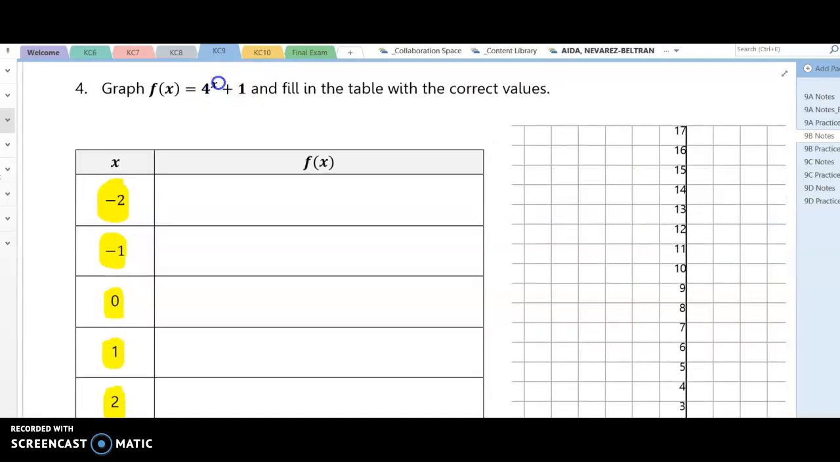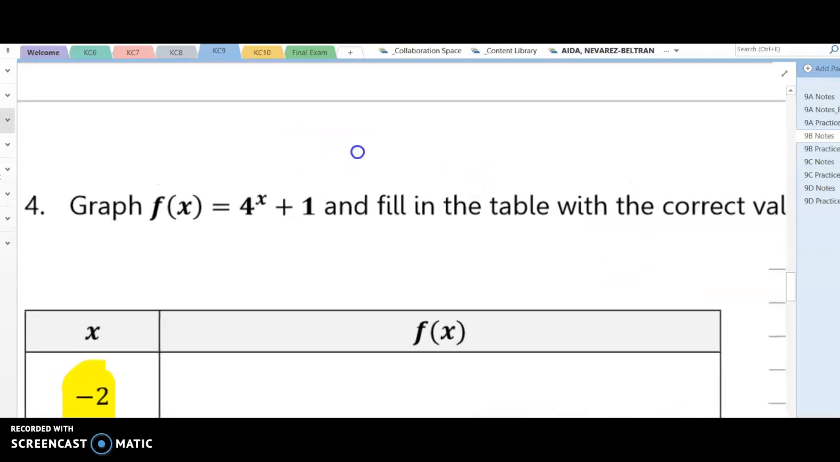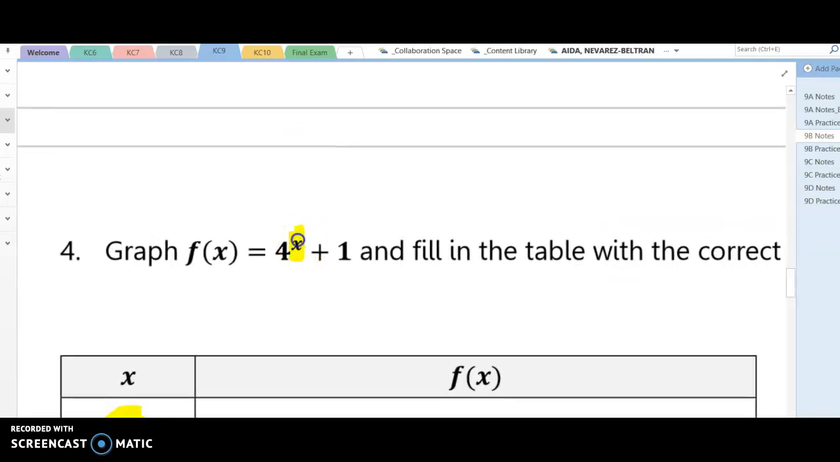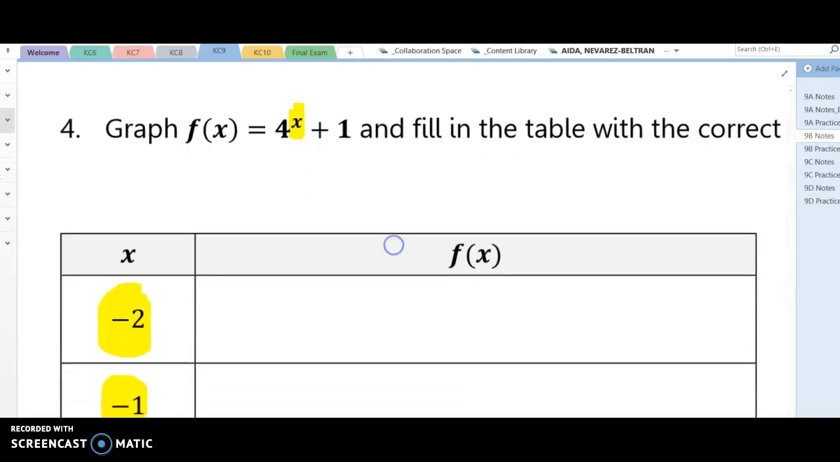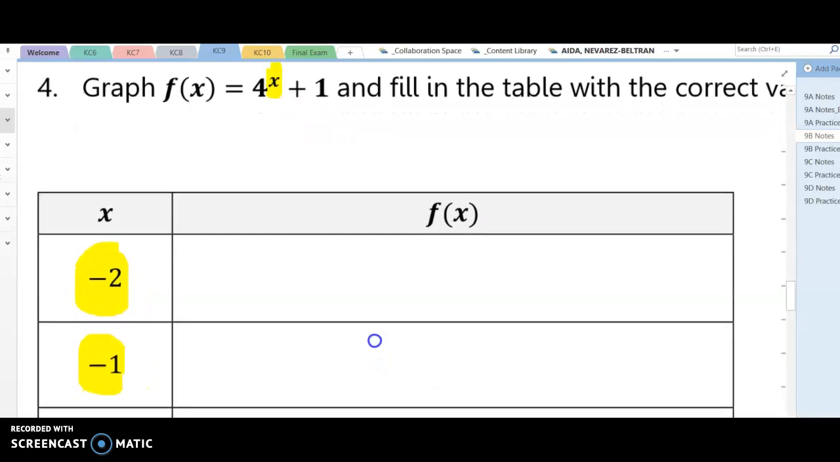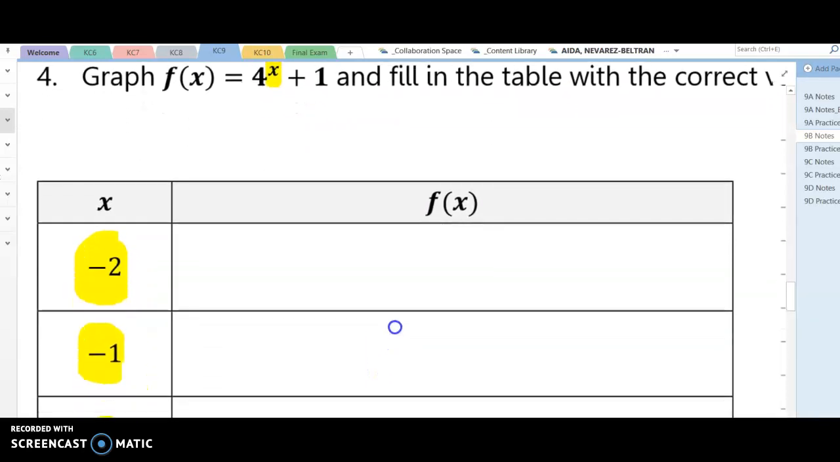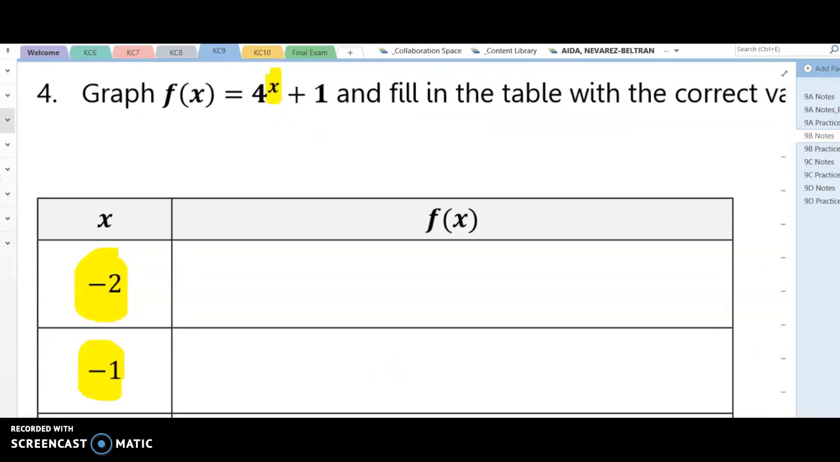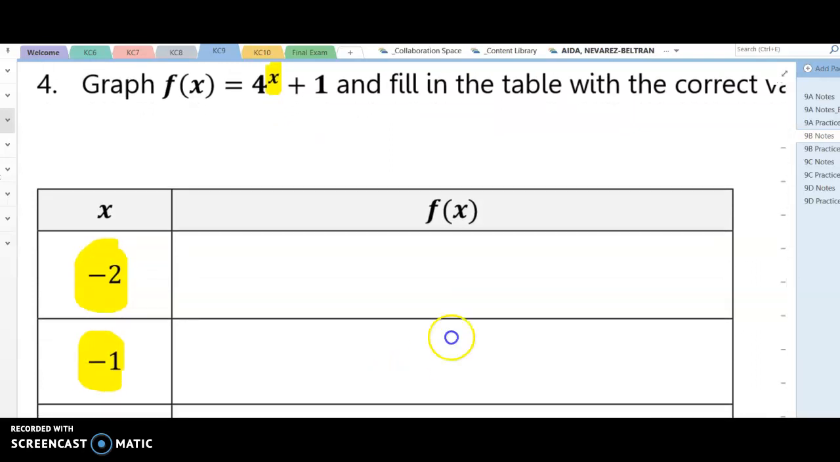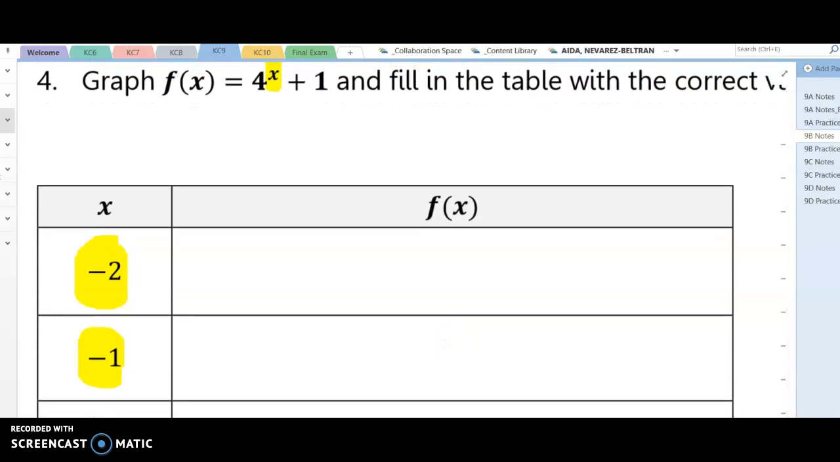I made that way too big. We're going to plug them in for x on your exponent, right? So the only number that's changing each time is that x. So the 4 and then the +1, that stays the same. So let's start going.